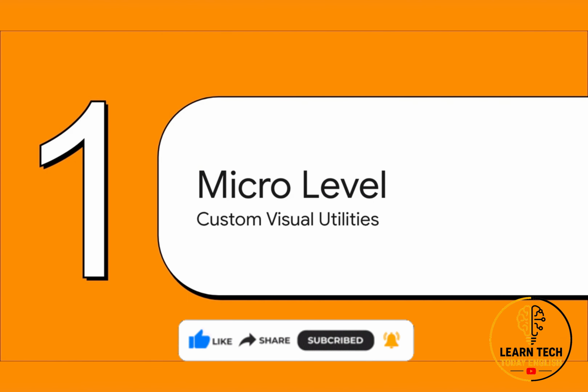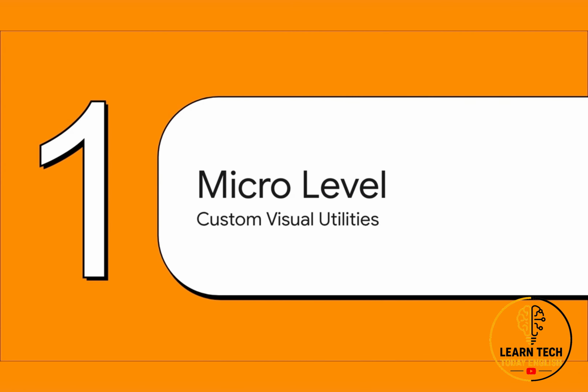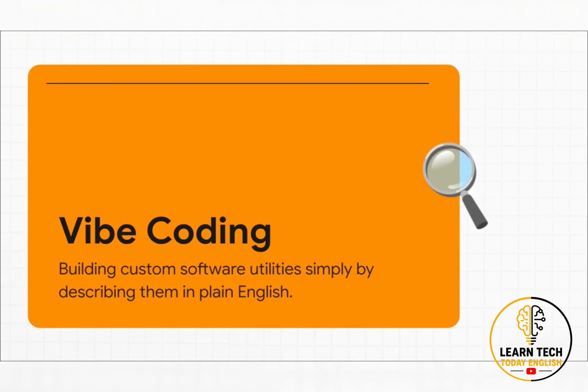Section 1, Micro-Level Custom Visual Utilities. So let's start with a quick definition so we're all on the same page. Vibe coding is basically the process of building custom software utilities simply by describing them in plain English. That's it. You absolutely don't need a computer science background for this. You don't need to know a single line of Python or C++. You just jump into Google Flow's new Flow Tools feature, talk to the AI naturally about the exact creative tool you want to exist, and boom, the system builds the whole shebang right there inside your editor.